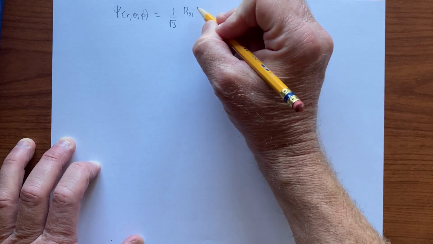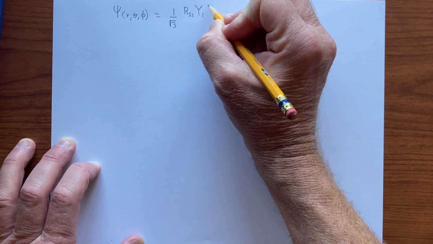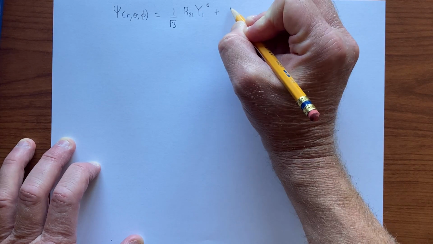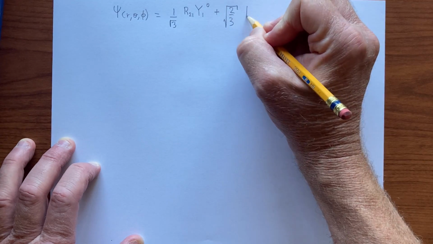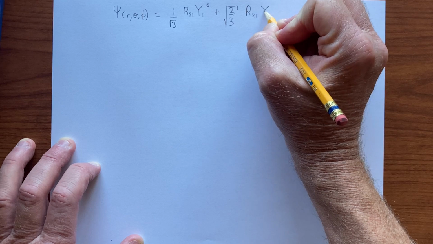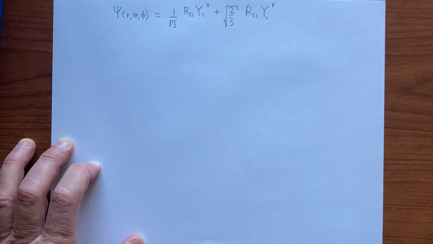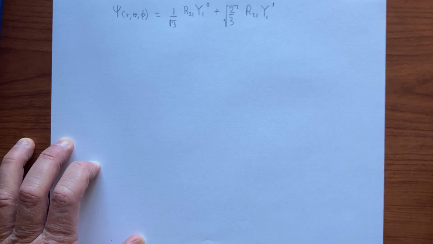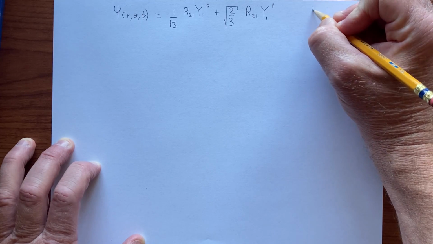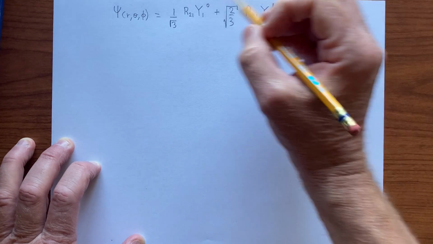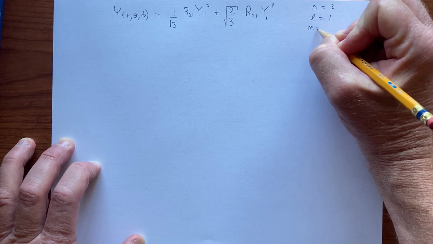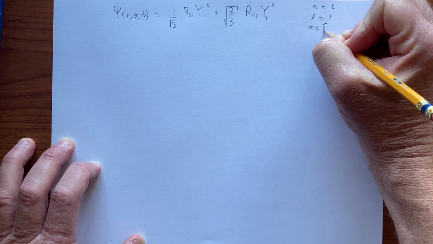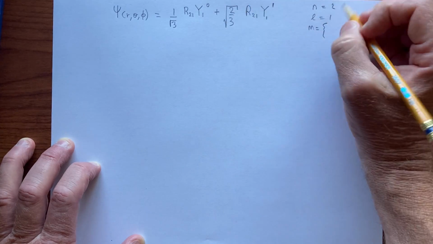So R21, that's a radial function. We have a Y10 plus root 2 over 3 R21 Y11. So the quantum numbers are n equals 2, then we have L equals 1, and m equals 0 or 1.